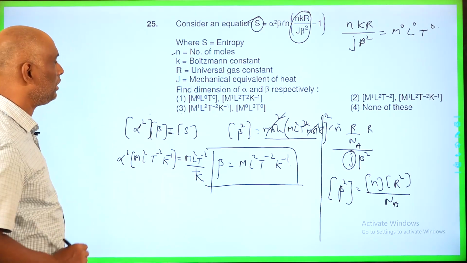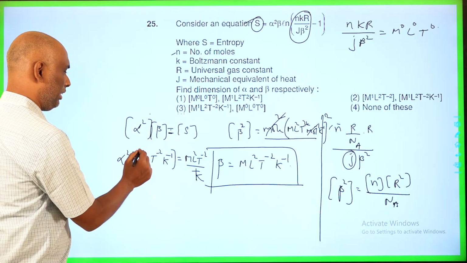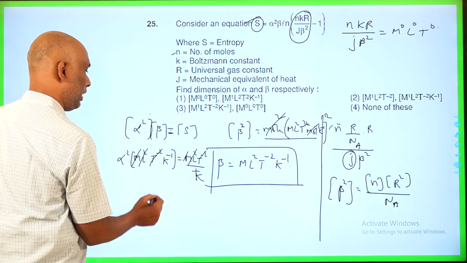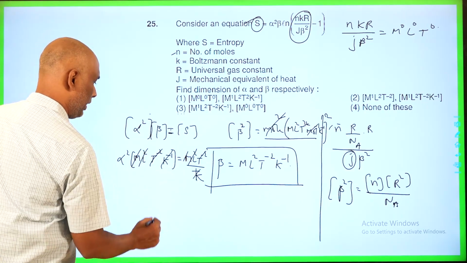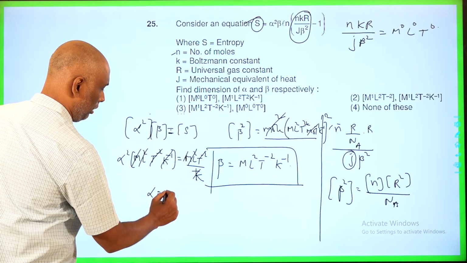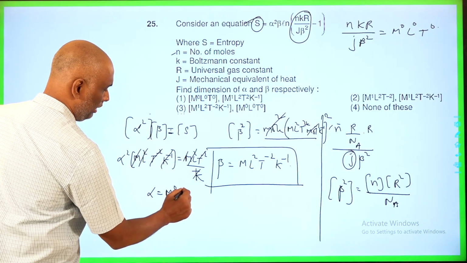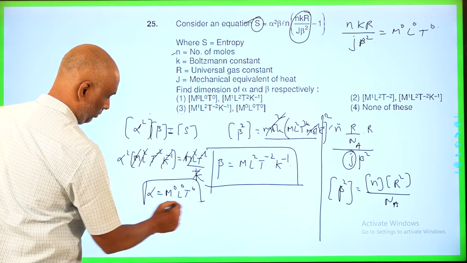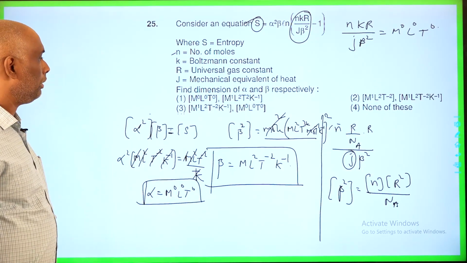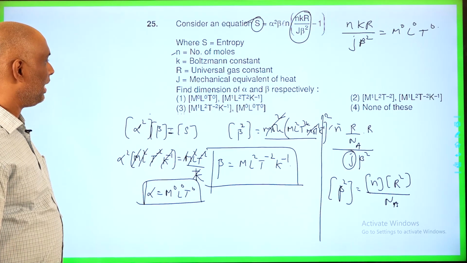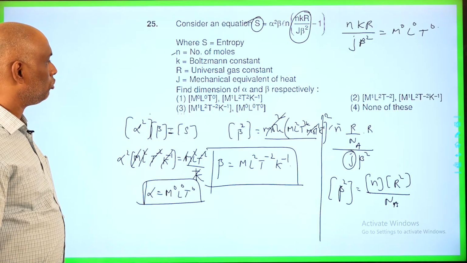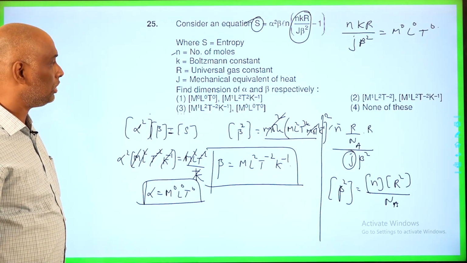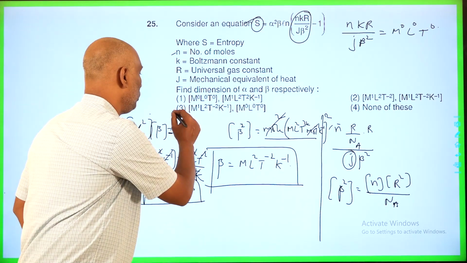So from this equation we can say that all the terms will get cancelled: M will get cancelled, L square will get cancelled, T power minus 2 will get cancelled, K inverse also will get cancelled. Alpha will not have any dimensions, M power 0, L power 0, T power 0. Okay. So the dimensional formula of beta is ML square T power minus 2 K power minus 1. The dimensional formula of alpha is M power 0, L power 0, T power 0. So option 3.